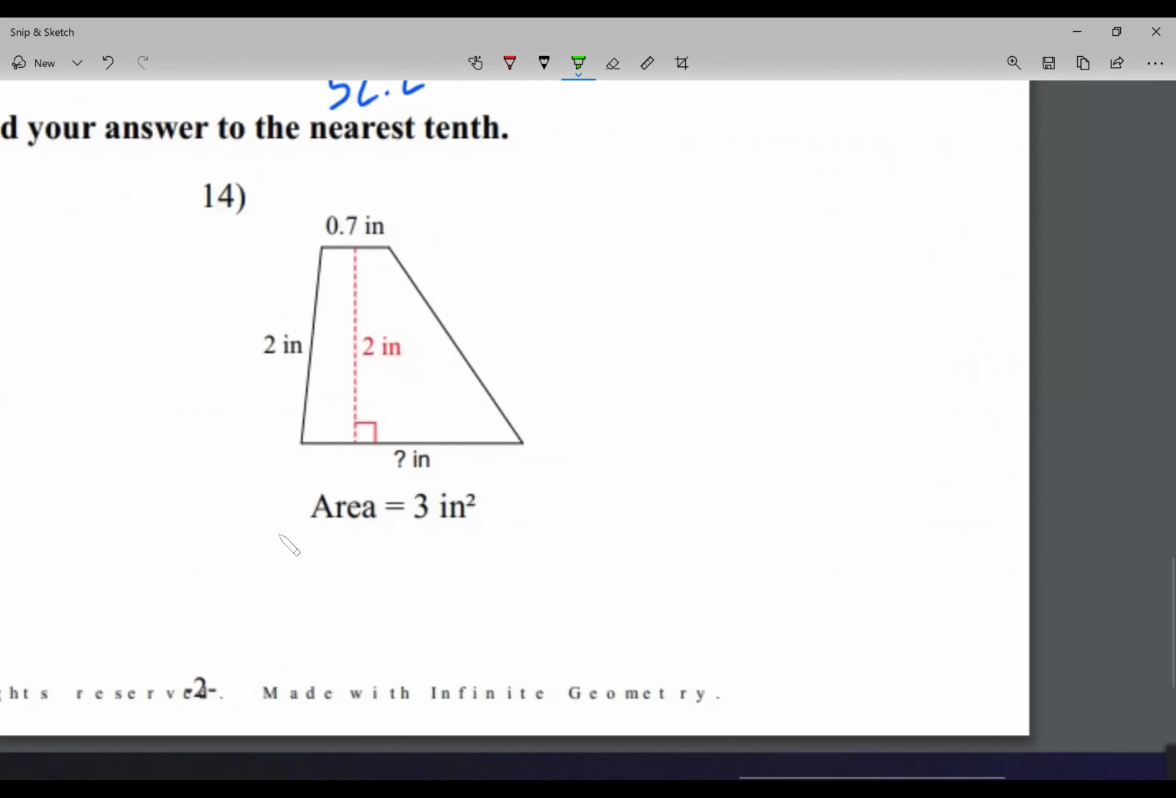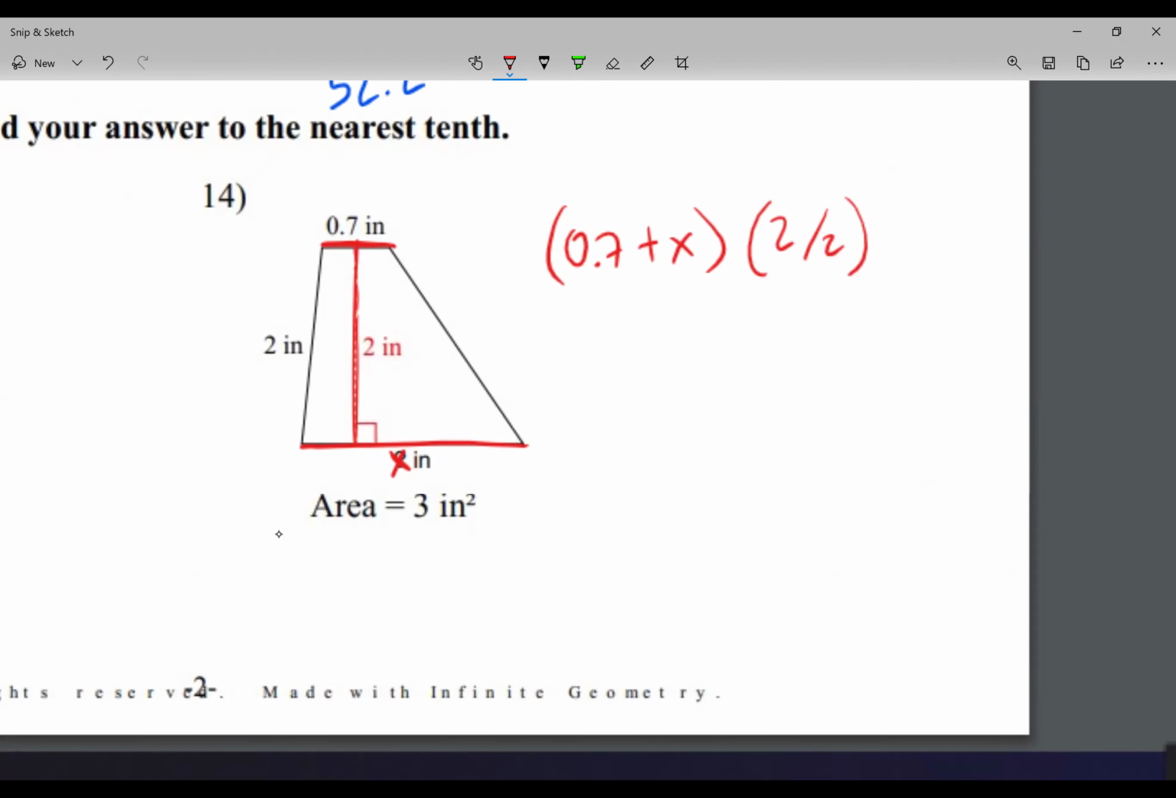Let's take a look at number 14. The two bases, the two sides that are parallel, let me add those things up. The question mark, again, let me call it x. So I'm going to go 0.7 plus x. I'm adding the two sides that are parallel, the two bases. Now the height is this dotted line in between, which is 2. So I have to go the height divided by 2. And this is equal to the area, which is 3.